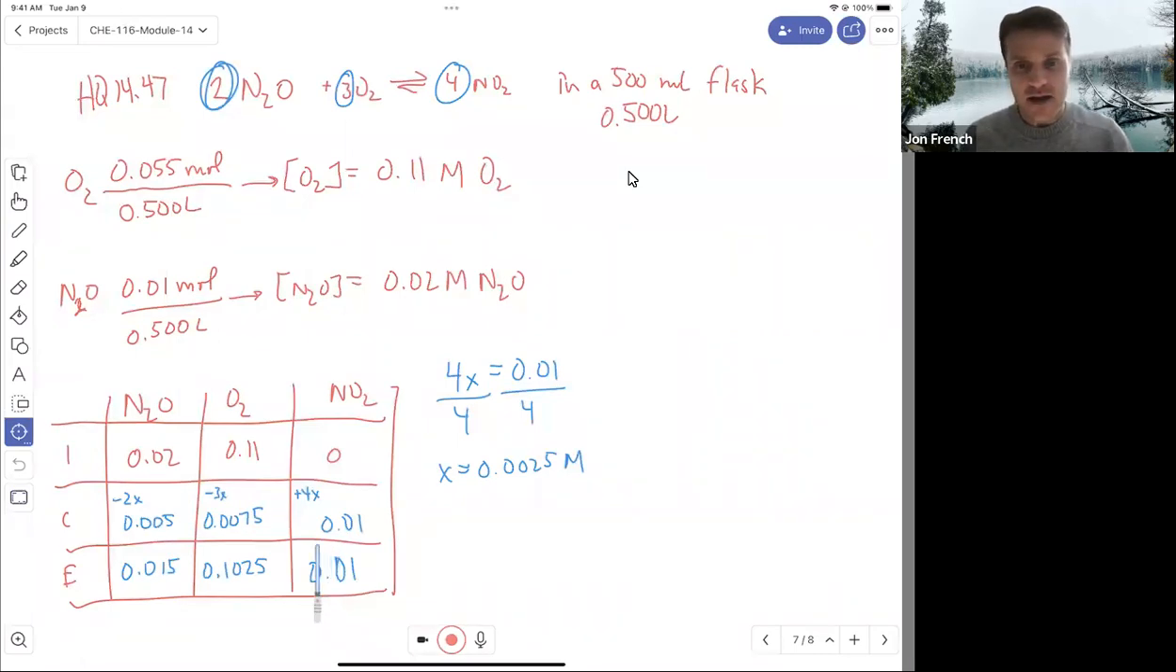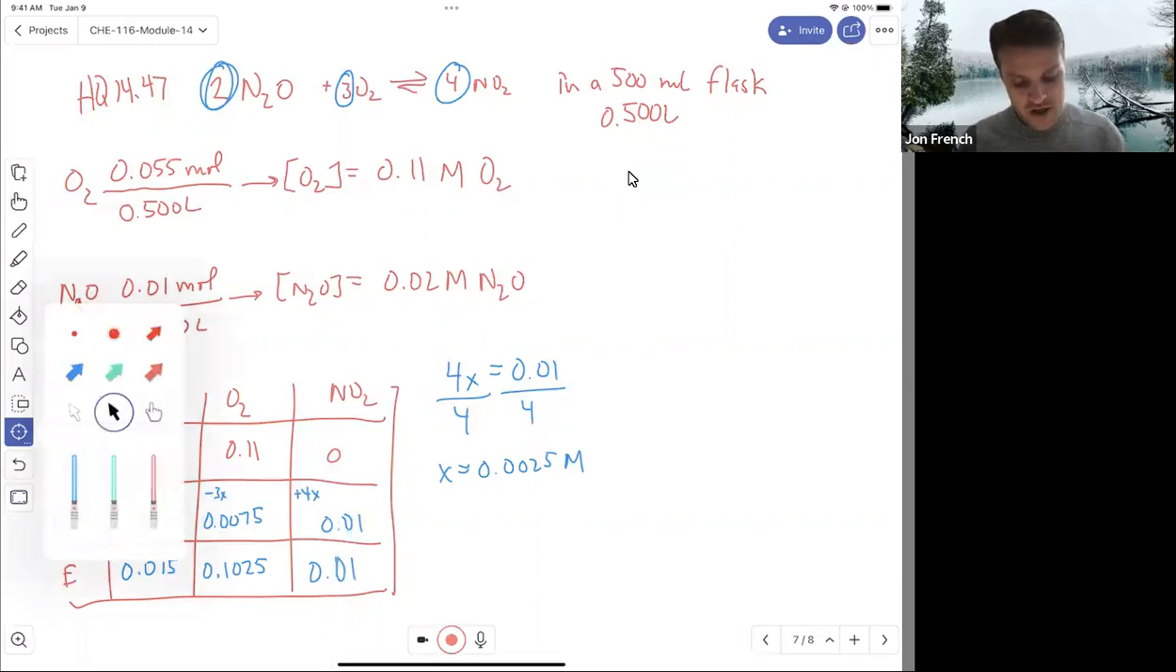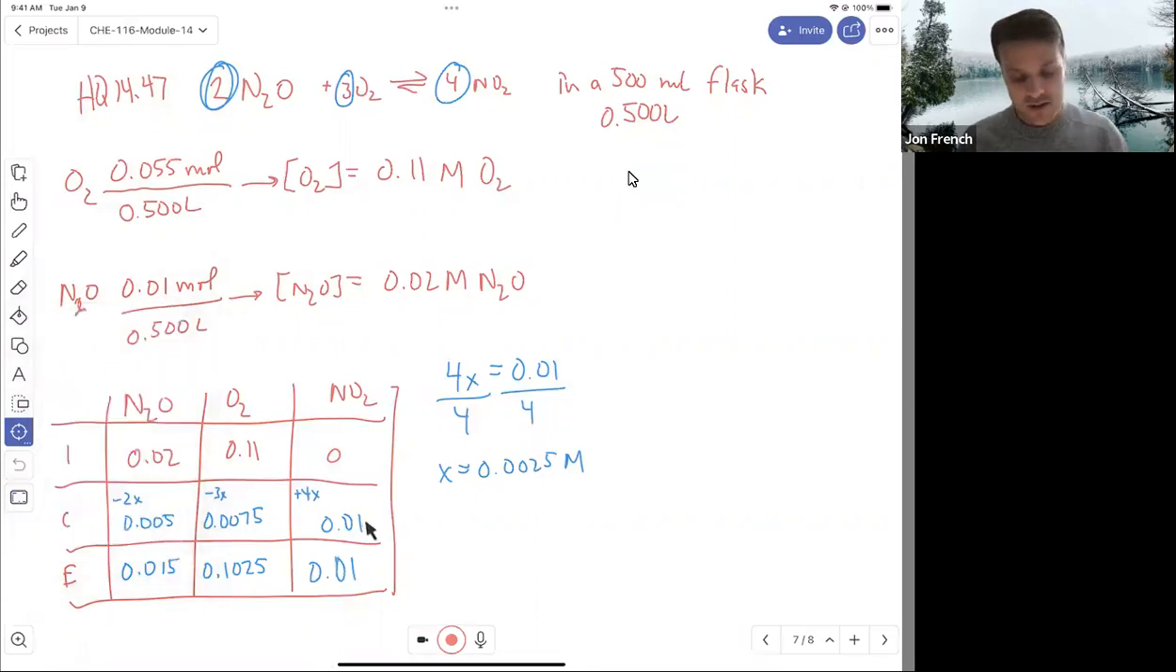This concentration right here, the 0.01, they told us that in the question. It says in the second to last sentence, the equilibrium concentration of nitrogen dioxide is 0.01 molar. At least in my version of the question, that's what they tell us the equilibrium concentration was. So I use the fact that I know the initial is 0, the equilibrium is 0.01 to find that the change must be 0.01 as well, because I started at 0 and I ended at 0.01. So yeah, this value right here came from the question.